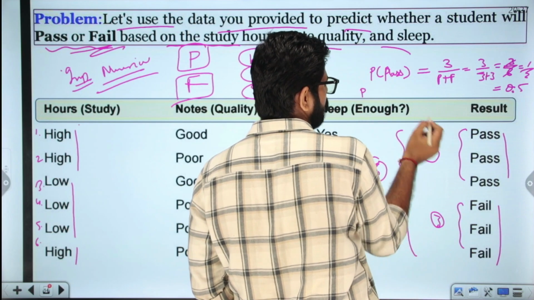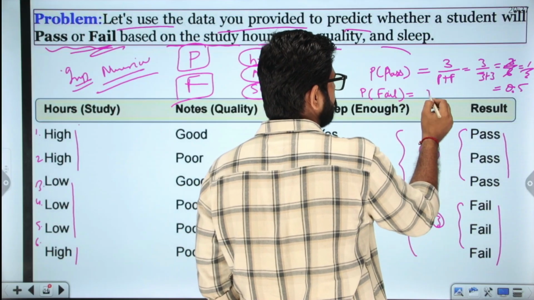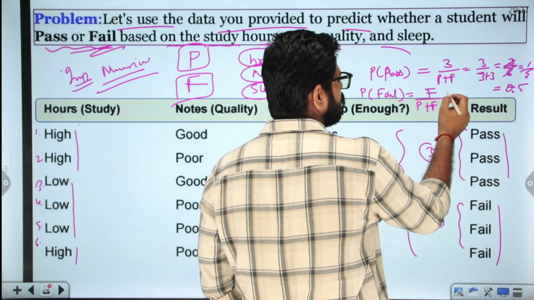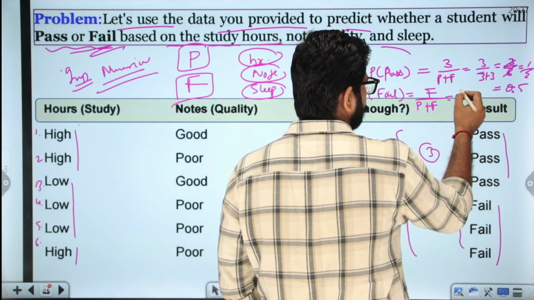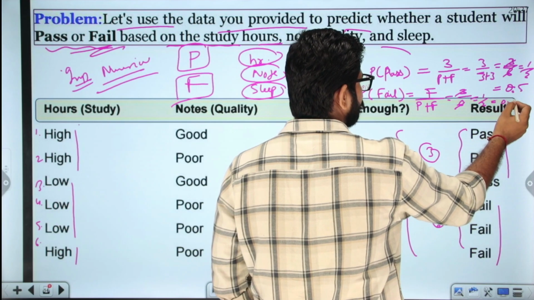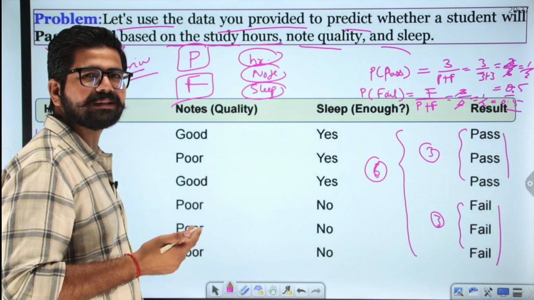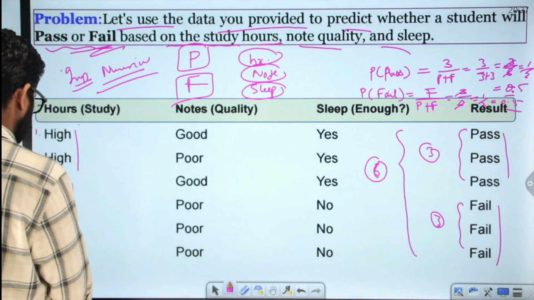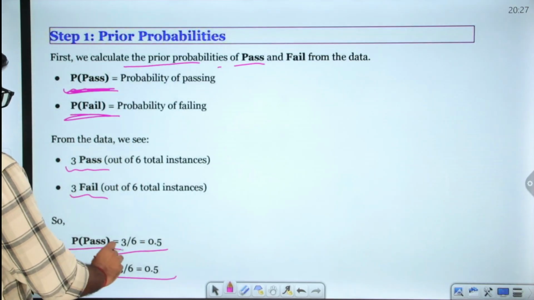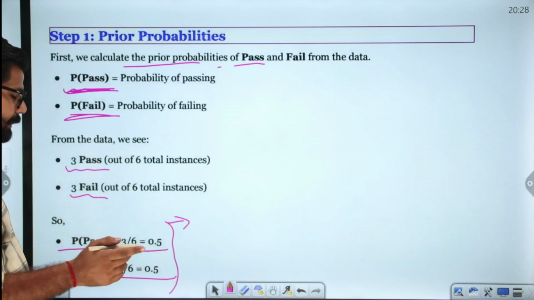Similarly, for the probability of fail, we write the number of students who fail divided by pass plus fail, with the total in the denominator. Fail students are 3 and the total is 6, again 1 by 2, which is equal to 0.5. So the probability of a student passing or failing is similar, 0.5 and 0.5. This is the prior probability you have found. The first step is already done.